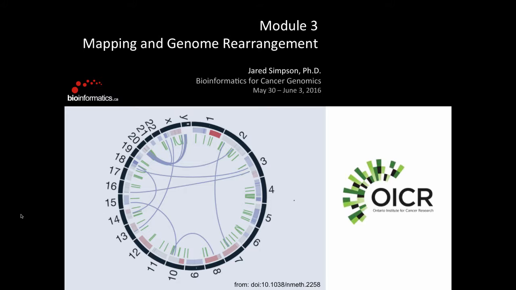So this module is really about some of the most fundamental things that we do with DNA sequencing data for either cancer genomes or indeed normal genomes as well. And that's finding out where the reads might map onto a reference genome and then trying to use those mapped reads to discover patterns of variation. So I'm going to go over that.